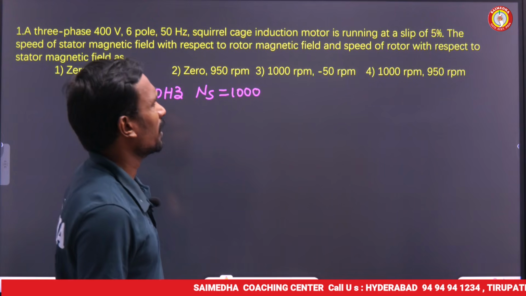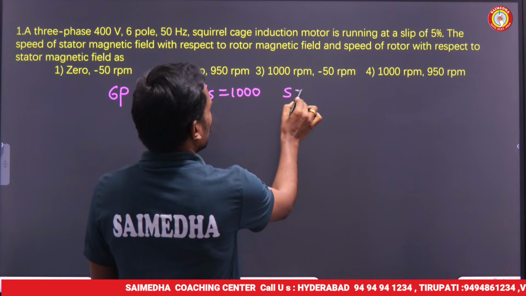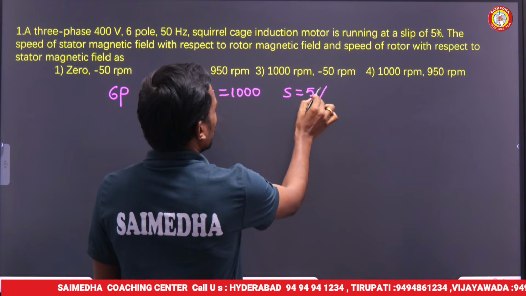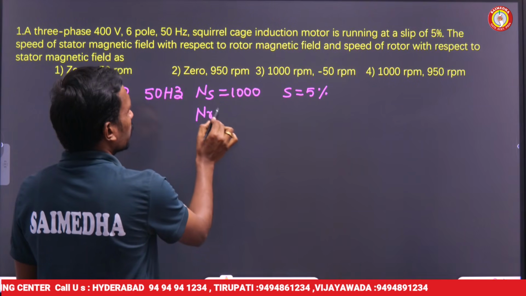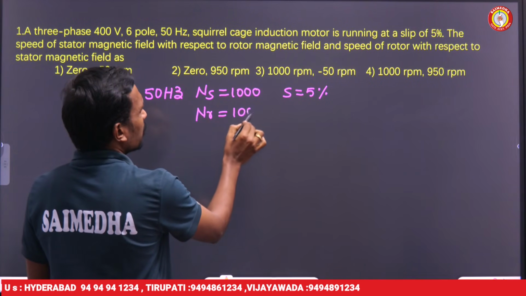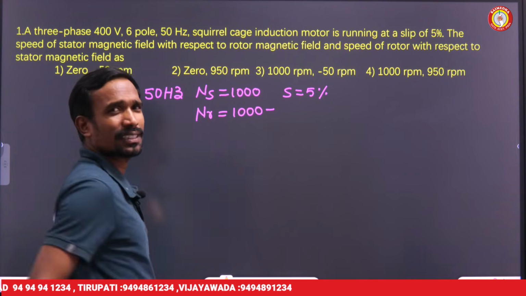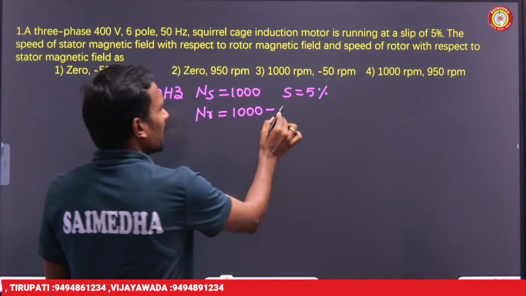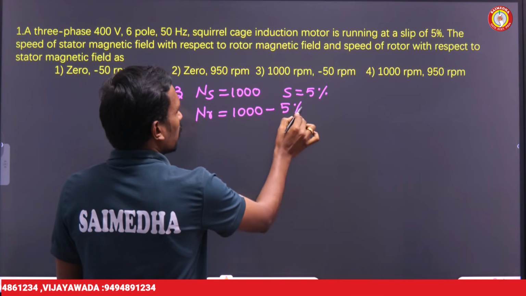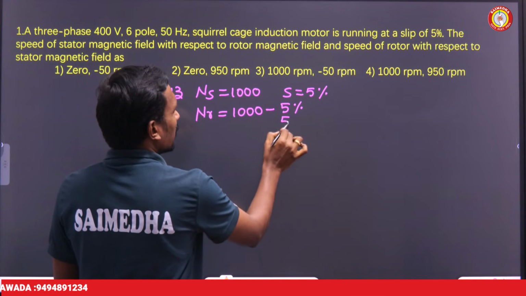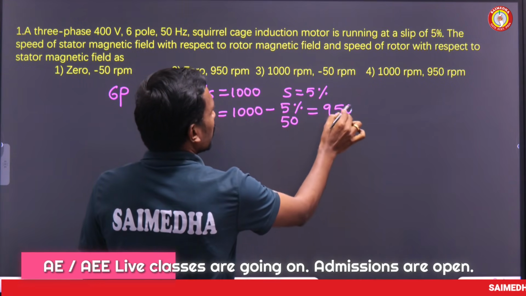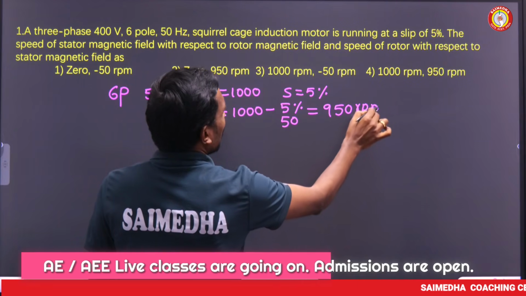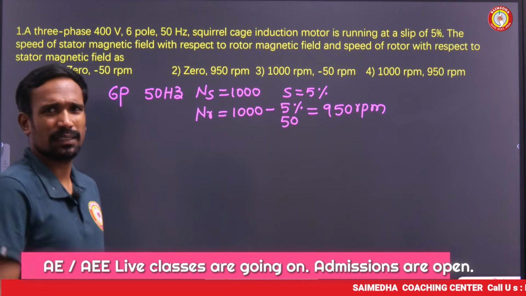Squirrel cage induction motor is running at a slip of 5%. Then what will be the rotor speed? Can you tell me? Actually it has to rotate at 1000 synchronous speed, but in that 5% is slipped out. 5% of 1000 is nothing but 50. 1000 minus 50 is equal to 950. So 950 RPM is the rotor speed.